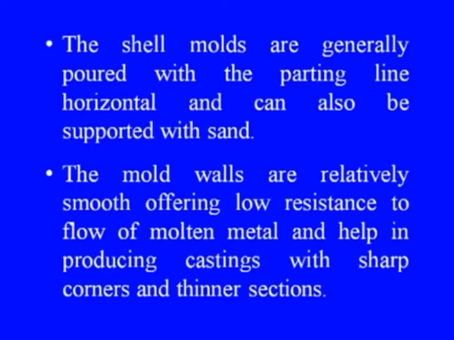The mold walls are relatively smooth, offering low resistance to flow of molten metal and help in producing castings with sharp corners and thinner sections. Multiple gating systems can be used to produce several castings with a single mold. This can increase the economics of the process.